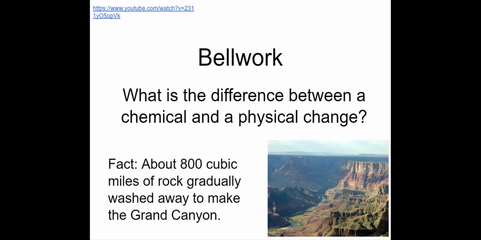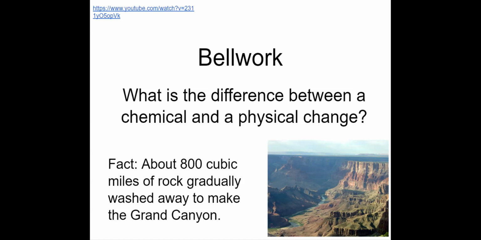We're going to start off today with talking about the difference between a chemical change and a physical change. This is a review from 6th grade. Please think back. If you remember, the one type of change, you're going to get the same substance. The other type of change, you get something with totally new properties.